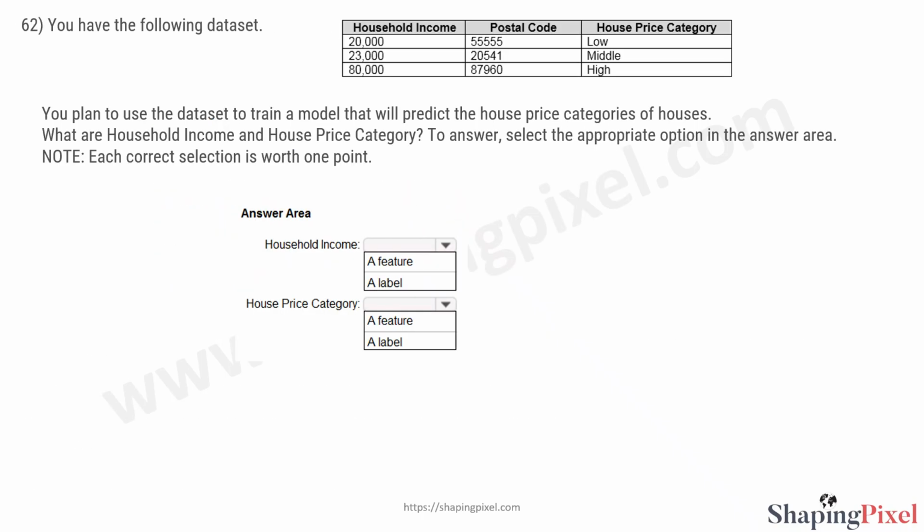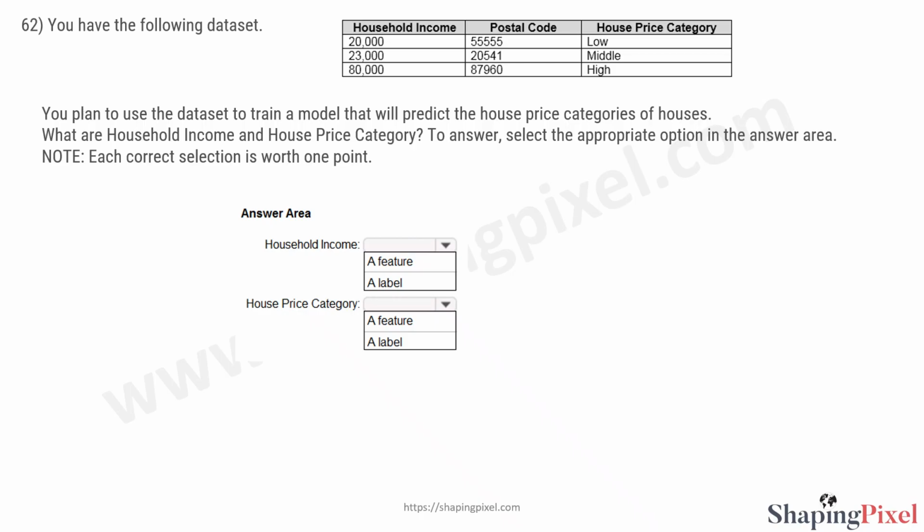Question number 62. You have the following dataset. You can pause the video to have a look at the dataset. You plan to use the dataset to train a model that will predict the house price categories of houses. What are household income and house price category? To answer, select the appropriate option in the answer area. Each correct selection is worth 1 point.